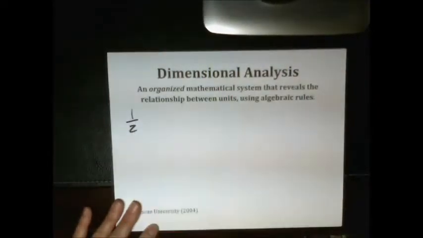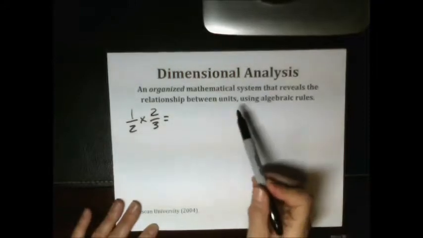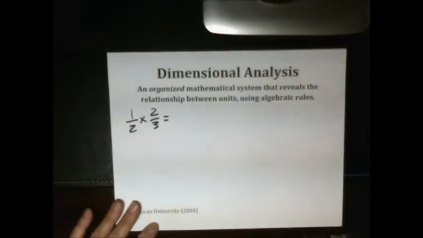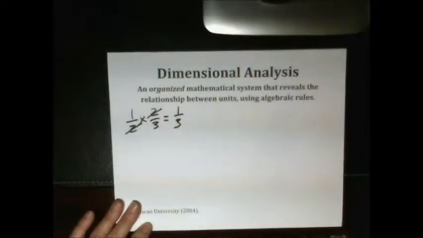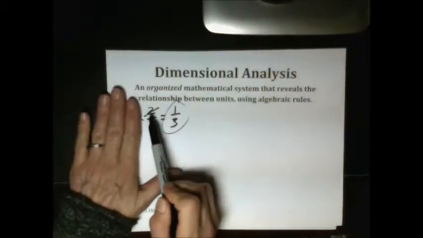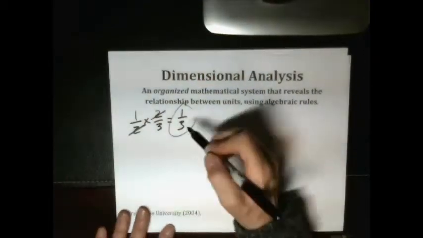Let's multiply a fraction. 1/2 times 2/3 equals, well, because we're looking at the relationship between units and because we're using algebra, we're going to be allowed to cancel like units. This leaves us with an answer of 1/3. Now we want to ask, is that reasonable? Is half of 2/3 1/3? And indeed it is. 1/3 plus 1/3 equals 2/3. So that's reasonable.